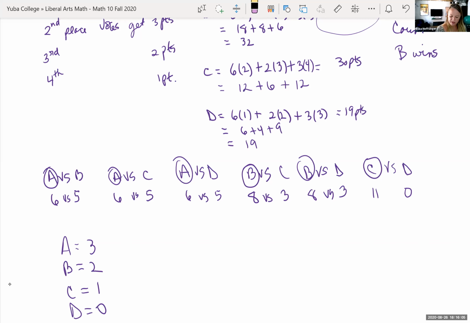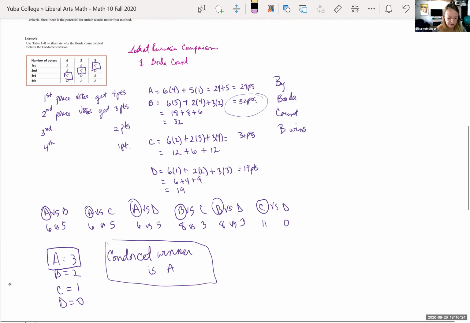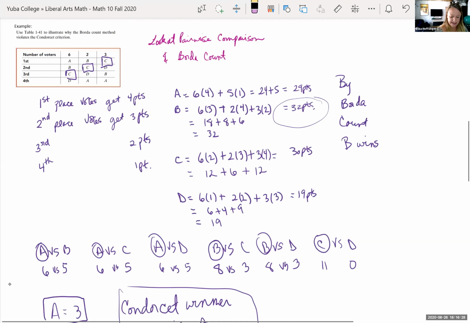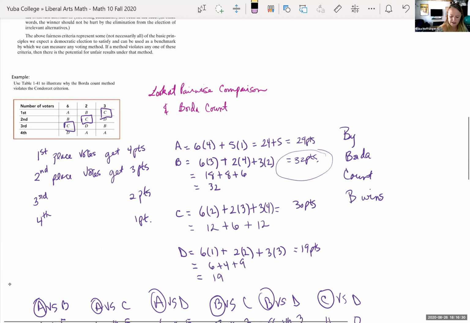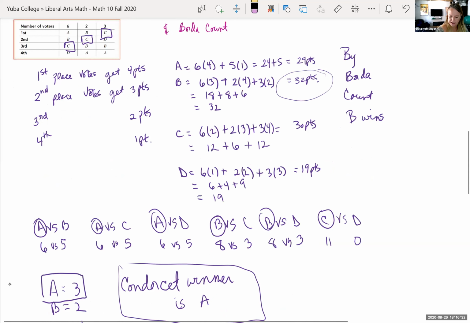Okay, so from this, the Condorcet winner is A. And so we just showed that this violates the fairness criterion.